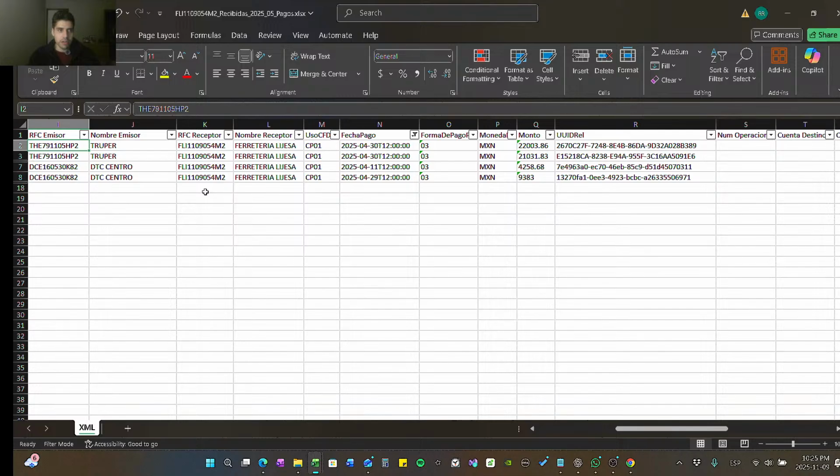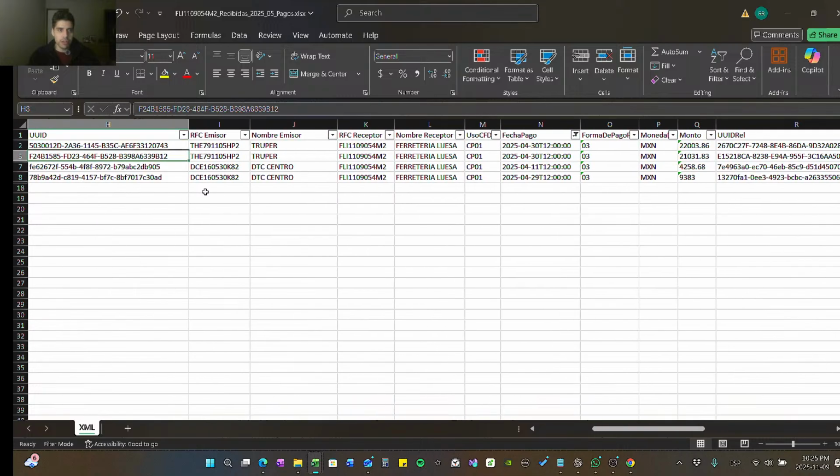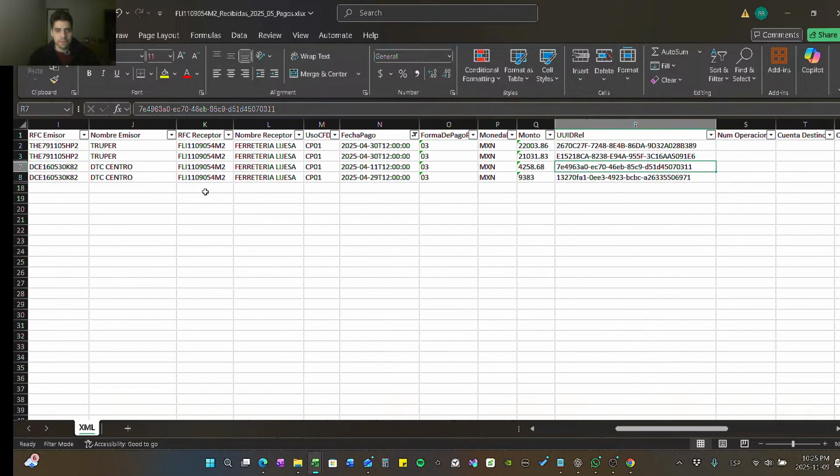The thing is that these four different invoices, I found them on May, but they have payment date dated in April. They have payment date in April, which is why I have to consider them in April.